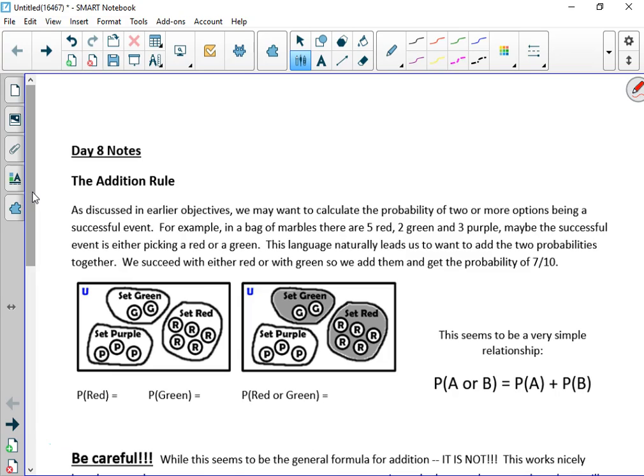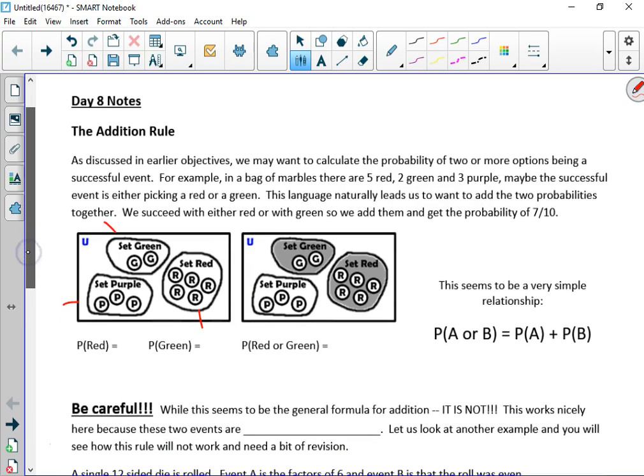For example, in a bag of marbles, there are 5 red, 2 green, and 3 purple. Maybe the successful event is either picking a red or green. This language naturally leads us to want to add the 2 probabilities together. We succeed with either red or with green, so we add them and get the probability of 7/10.